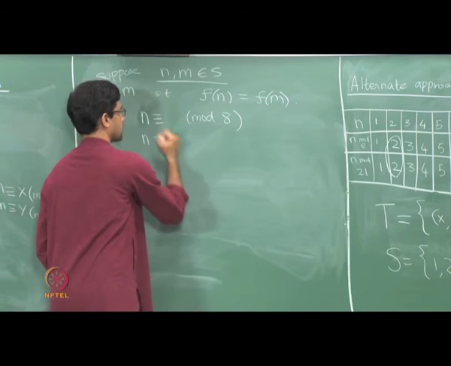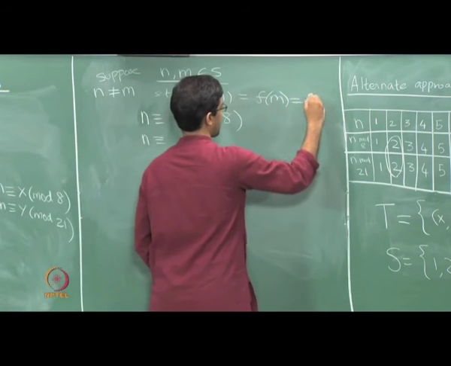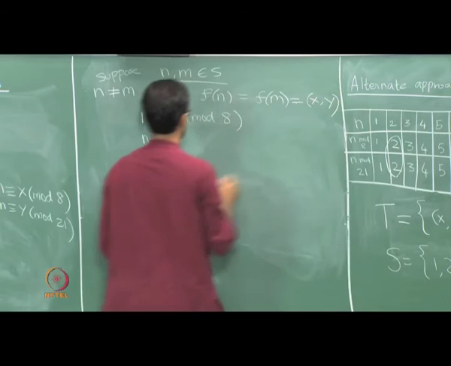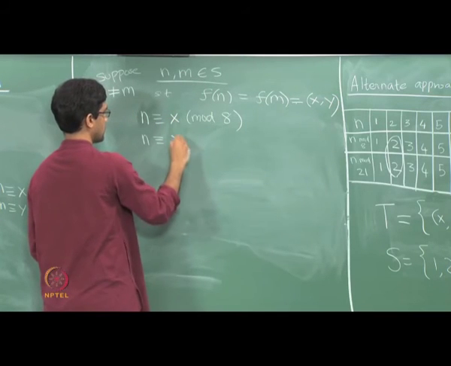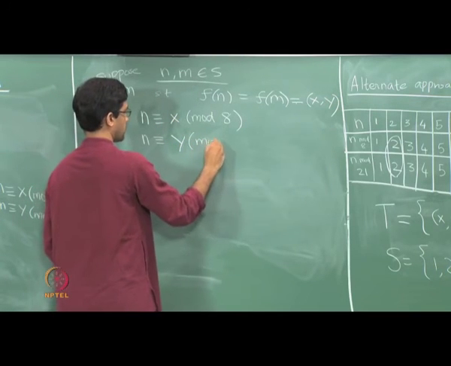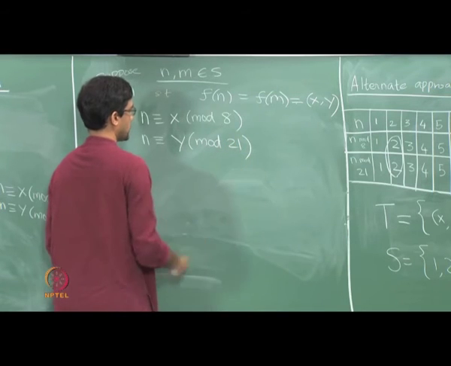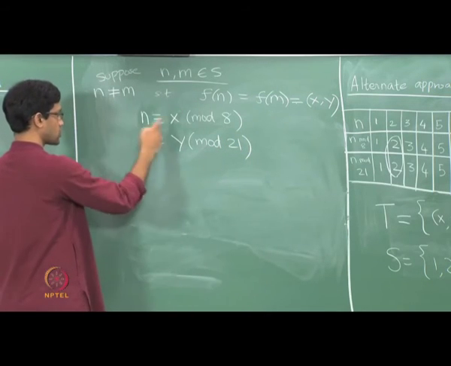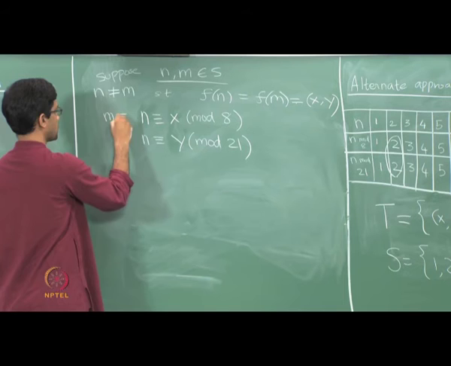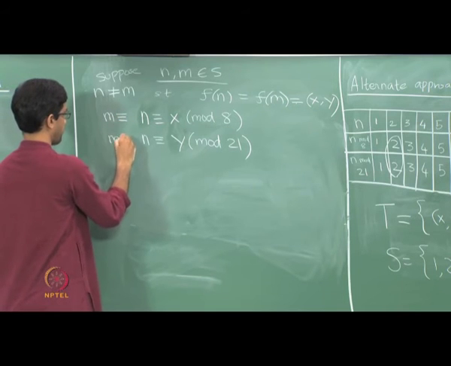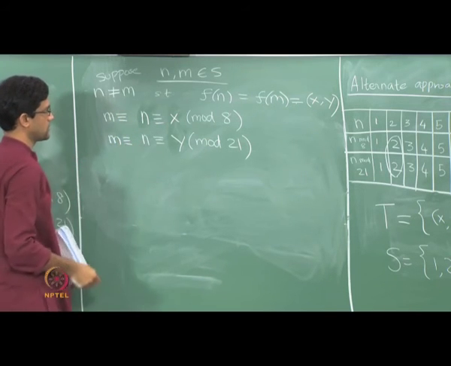Not 3, but rather if this is x comma y, then it means that n is congruent to x and y mod 21. And the same property is true for m, that m is also congruent to x. So recall, our congruence can also be written like this.